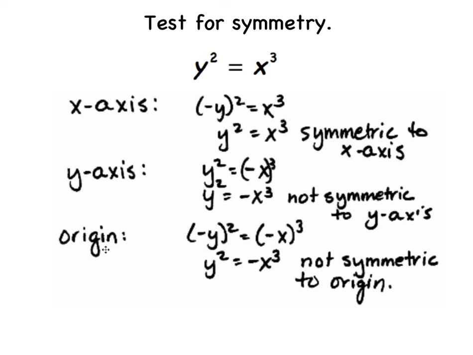When I look at the origin, in order to tell whether it's symmetric to the origin, I put negative y in for y and negative x in for x, and then I simplify. This negative y, when I square it, just becomes y squared. The negative x, when I cube it, the negative stays negative, and I have y squared equals negative x cubed, which is not the same as my original equation, so therefore it's not symmetric to the origin.